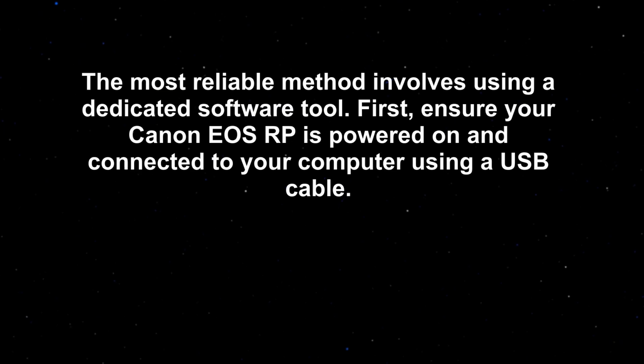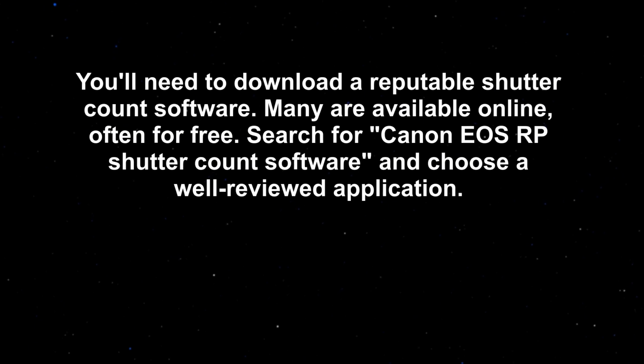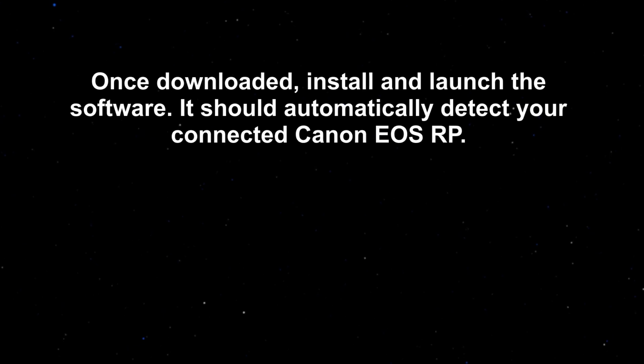First, ensure your Canon EOS RP is powered on and connected to your computer using a USB cable. You'll need to download a reputable shutter count software. Many are available online, often for free. Search for Canon EOS RP shutter count software and choose a well-reviewed application. Once downloaded, install and launch the software.